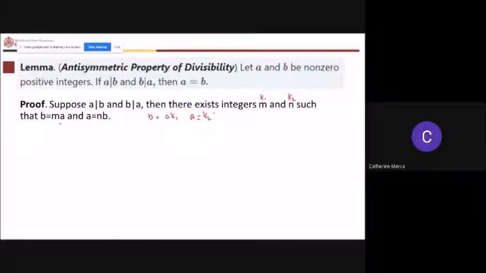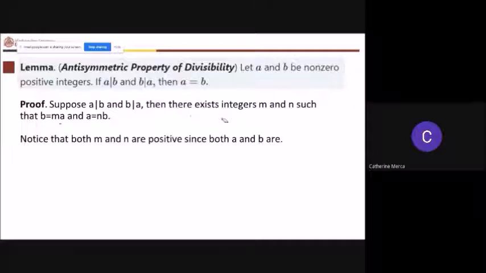Okay? Pahinga ko na lang muna. Baka malito kayo sa notations. So, take a look at that. Notice that both m and n are positive since both a and b are. And then, we have next.